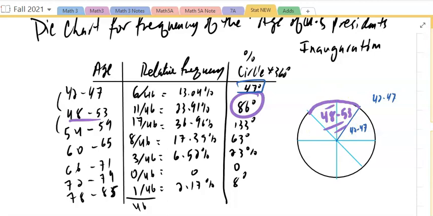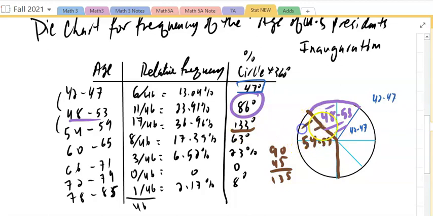I would take the next one up, 133 degrees. Well, 90 plus 45 is 135 degrees, so that's about all of this. That would be the 54 through 59, and I could label around it just so you could see it. And I could go to the next one, 63 degrees. That is roughly 45 plus about that much. That is 60 through 65. Again, you could really put it outside if you want.